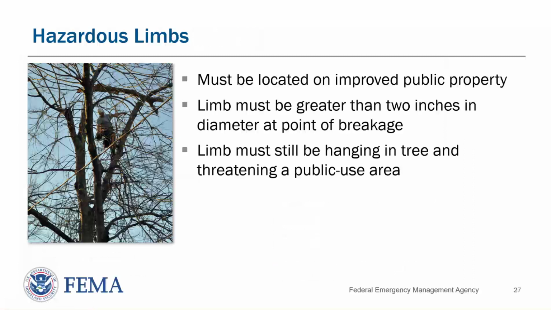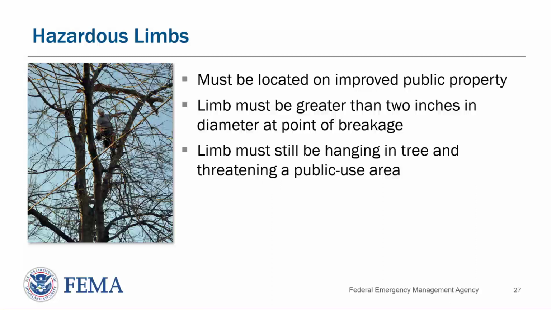Hazardous limbs must be located on approved property. Limbs must be greater than 2 inches in diameter at the point of breakage, and the limbs must be hanging in a tree and threatening a public use area. If they're not still in the tree, they're no longer a hazardous limb, and that's just a part of your regular debris collection.